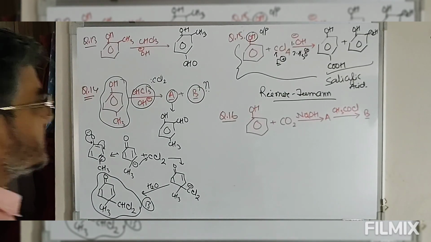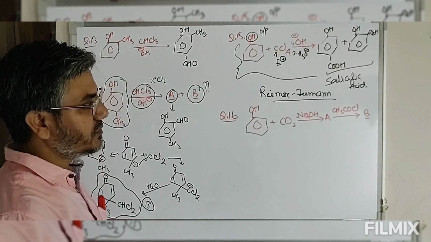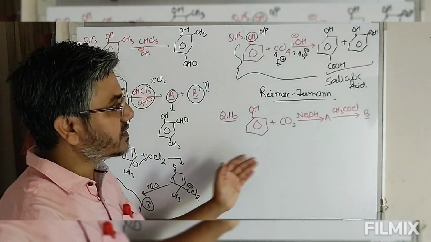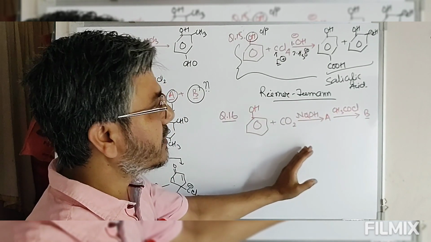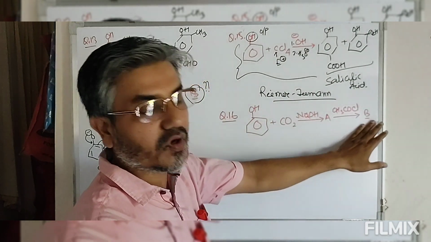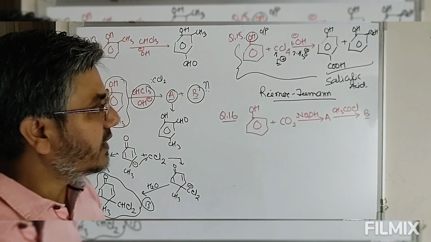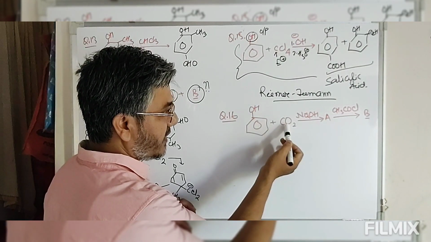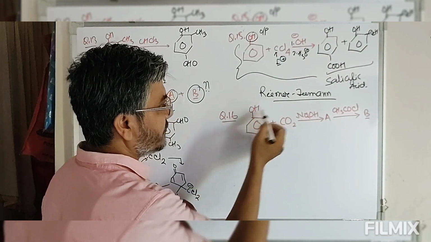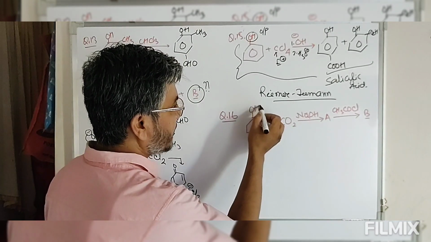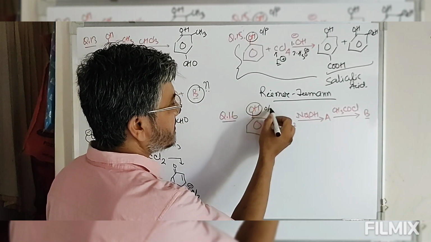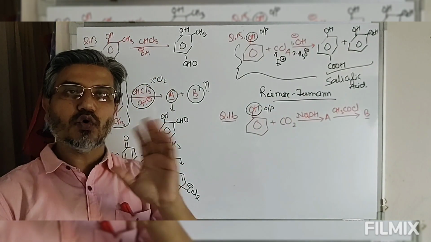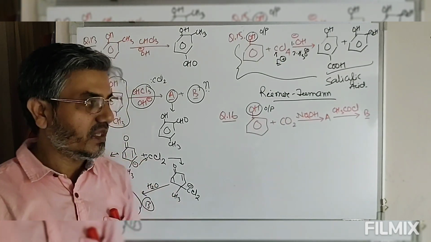In problem number 16, there is a reaction between phenol and carbon dioxide in presence of sodium hydroxide, which gives you compound A. A on reaction with acetyl chloride gives you compound B. We have to identify A and B. Now look at this. We have carbon dioxide, sodium hydroxide, phenol. This phenolic group, as we have seen, is a much stronger electron releasing group which increases electron density at ortho and para position by resonance.